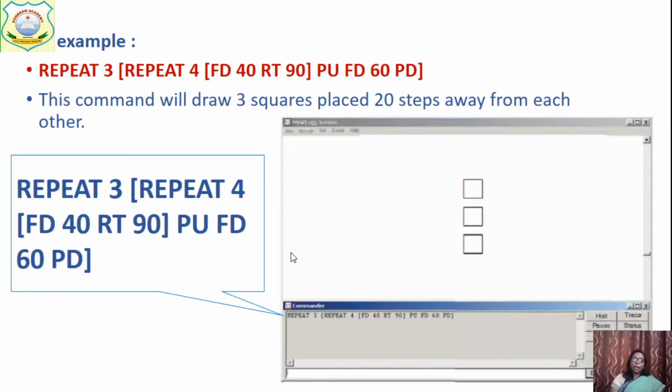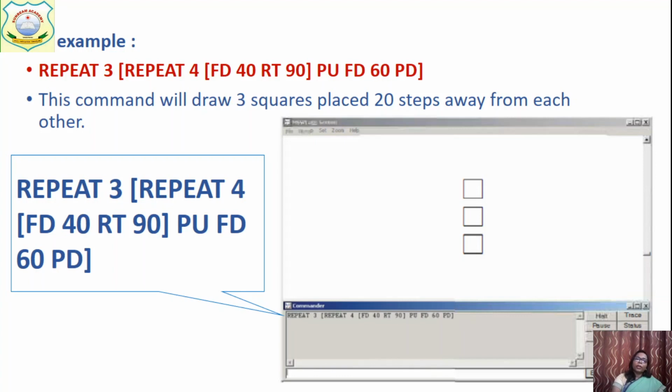Now one more figure is here. This we will do in practical. We have not done this till now; till the semicircle we have done. So this we will try. This is called nesting of the repeat command. Nesting means one command inside another command.